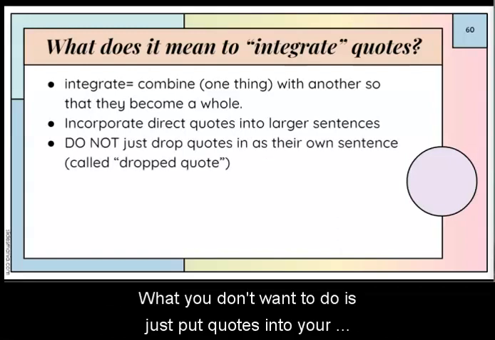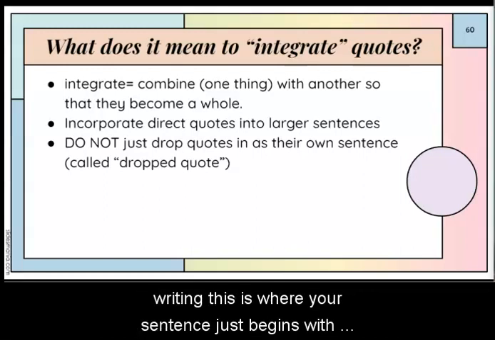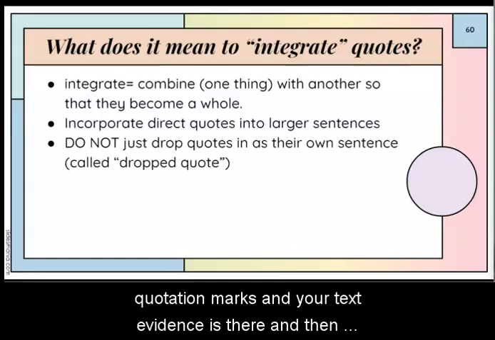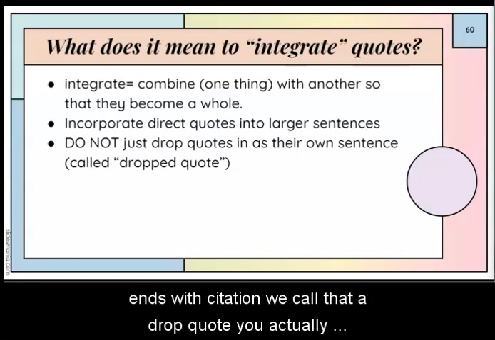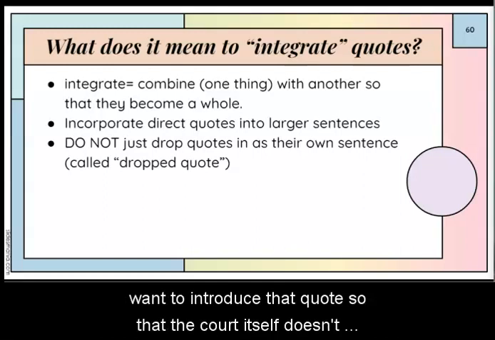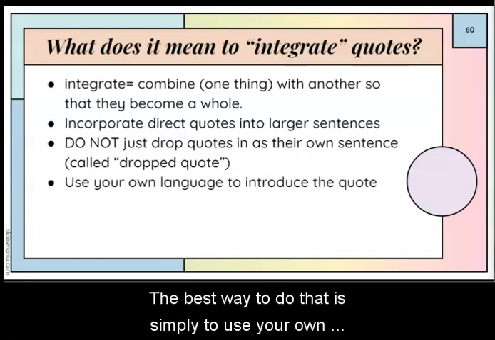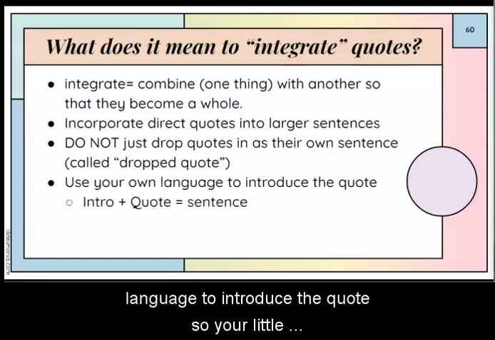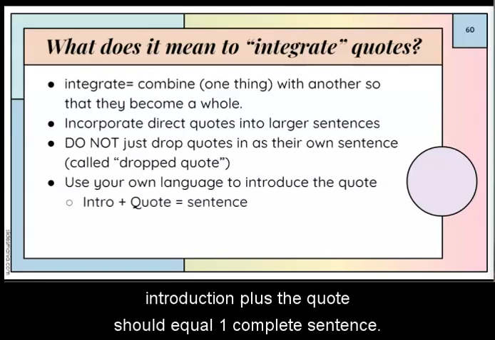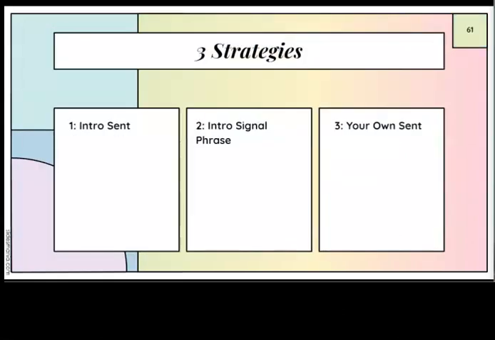What you don't want to do is just put quotes into your writing. This is where your sentence just begins with quotation marks and your text evidence is there and then it ends with citation. We call that a dropped quote. You actually want to introduce that quote so that the quote itself doesn't stand on its own, okay? The best way to do that is simply to use your own language to introduce the quote. So your little introduction plus the quote should equal one complete sentence.